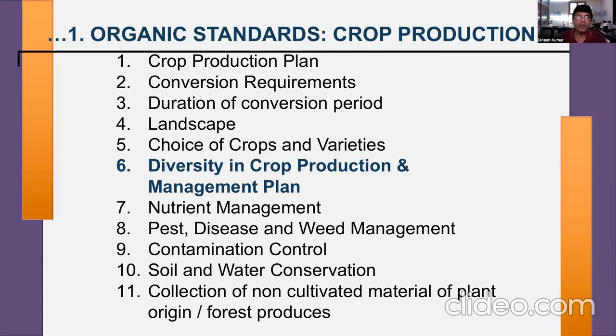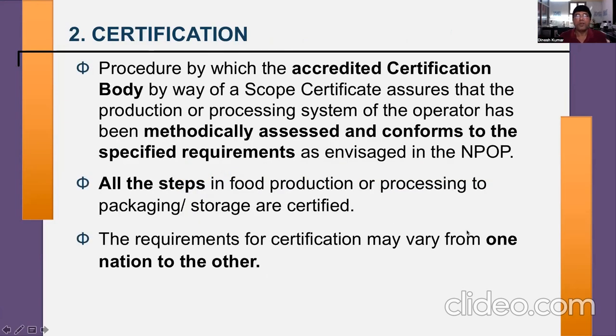How to control the contamination from conventional to organic? What are the procedures for soil and water conservation? What should be done for conservation of soil and water and collection of non-cultivated material of plant origin or forest products? So the procedures are given in writing. You can see for yourself by downloading the organic standards from the APEDA website. And they are to be followed by the farmers in toto. When a farmer starts organic farming, or any practice, apiculture, aquaculture, he must follow the standards or the written document on standards in practice. When he is doing it, he must adopt all these procedures laid down for organic standards.